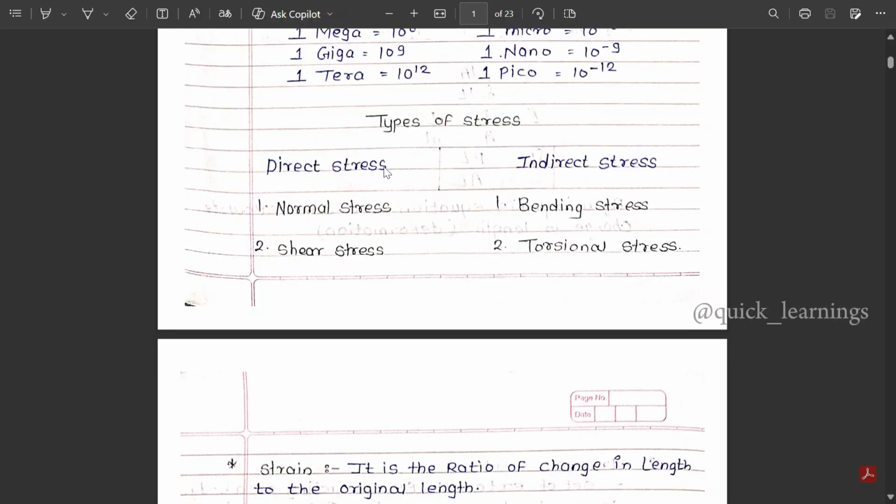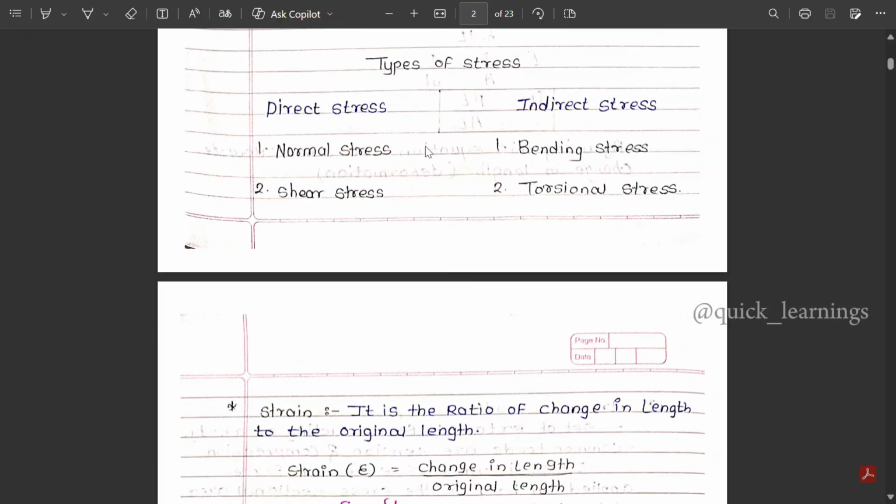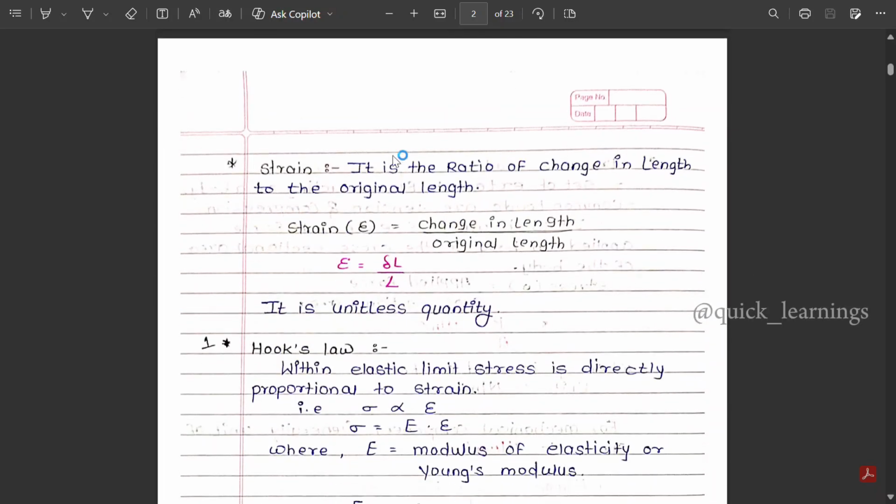Types of stress: direct stress and indirect stress. In direct stress, we have normal stress and shear stress. In indirect stress, we have bending stress and torsional stress.